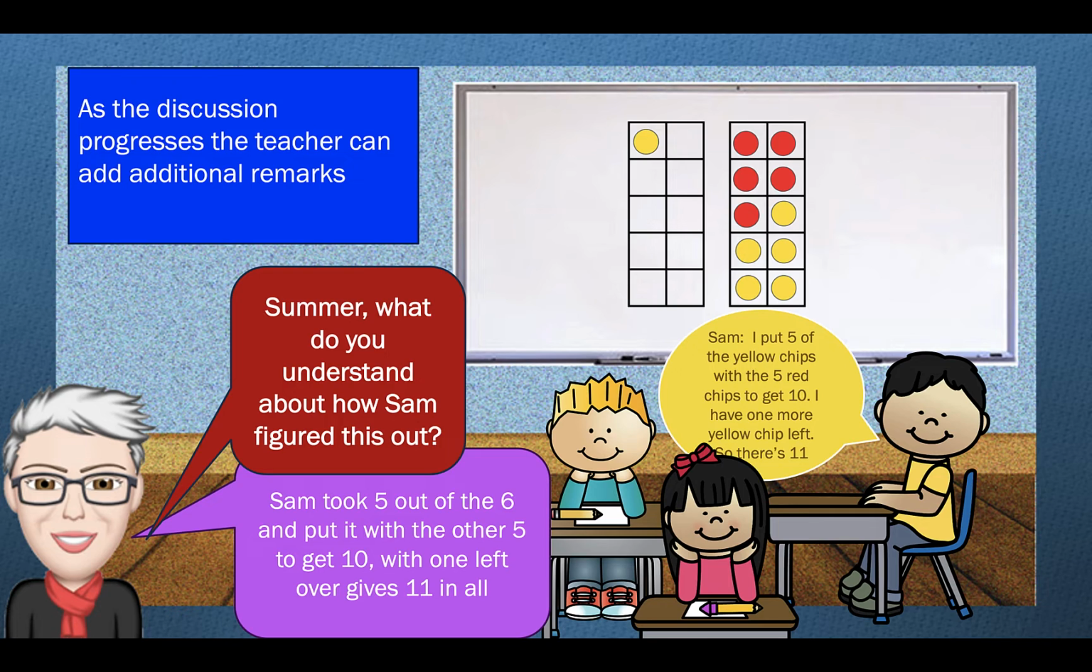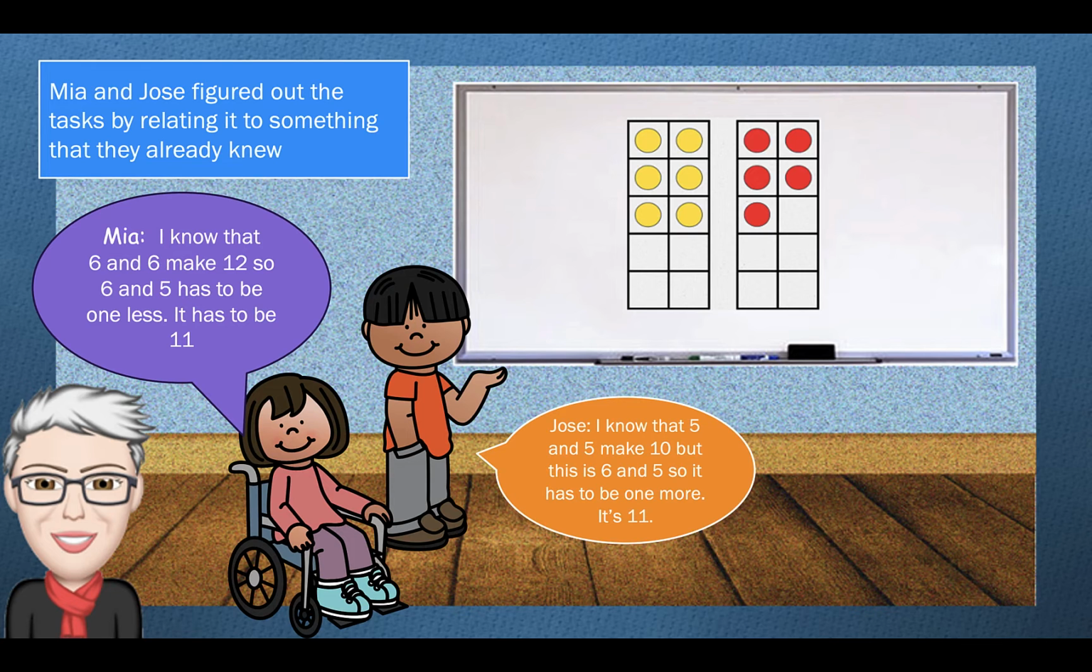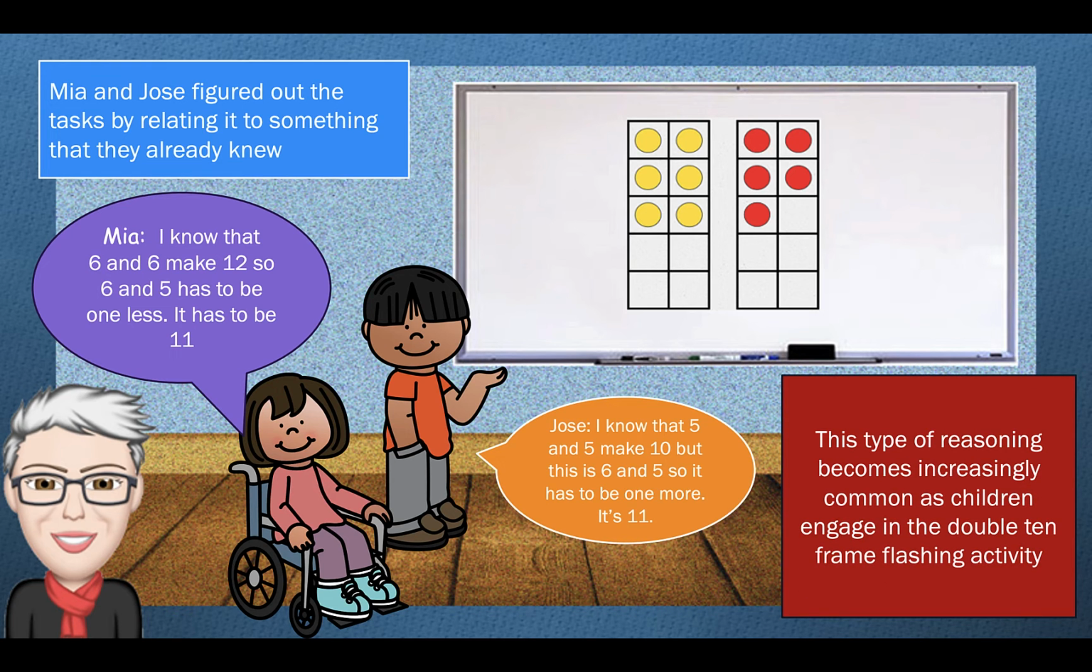Before we leave our discussion of this task, let's go back to look at the solutions given by Maya and Jose. Both of these children figured out the task by relating it to something they already know. While the visual imagery may have played some role in their thinking, the solutions Maya and Jose gave show that both of them already have some well-developed number relationships that they can use without prompting. We know that these ways of thinking become increasingly common as the teacher continues to make use of this flashing activity.